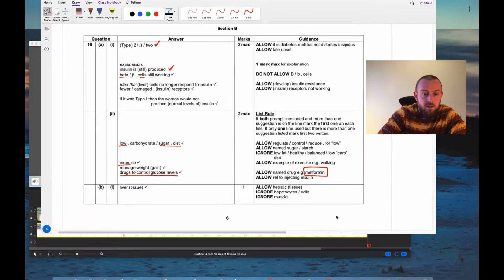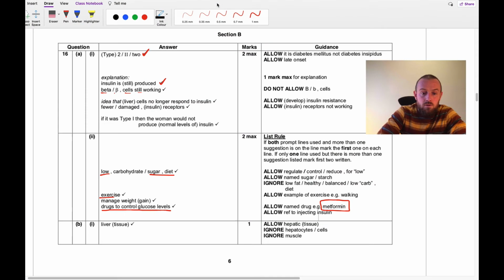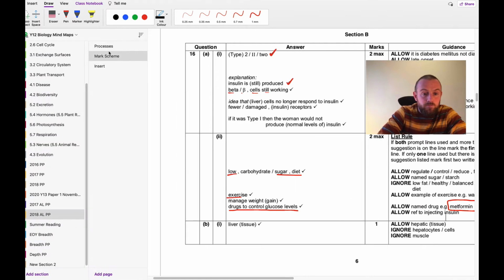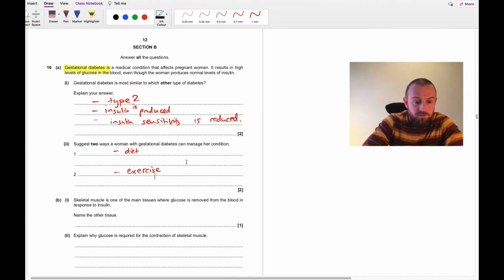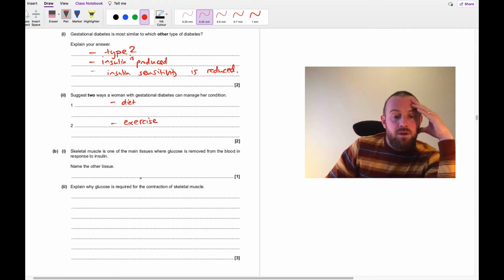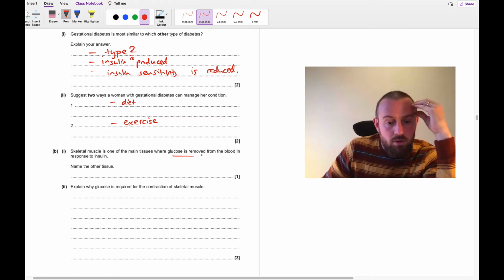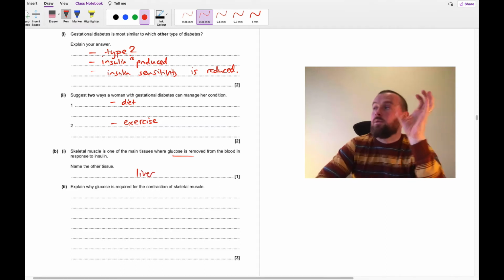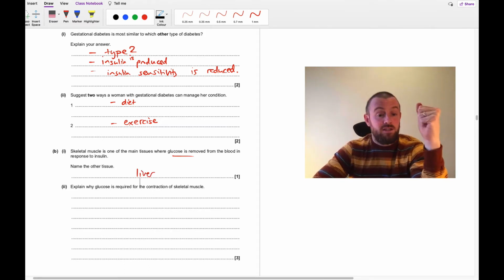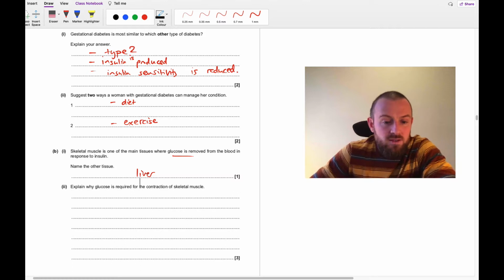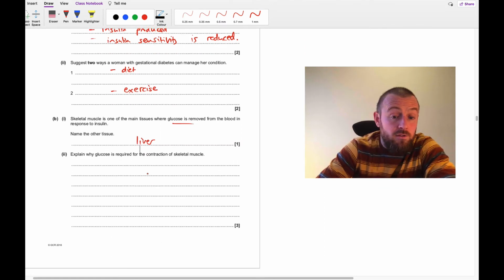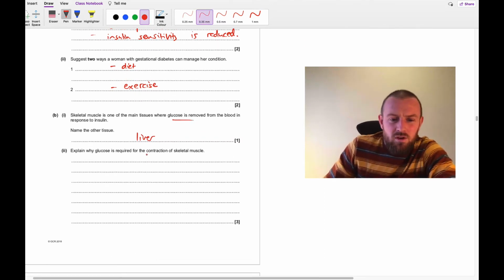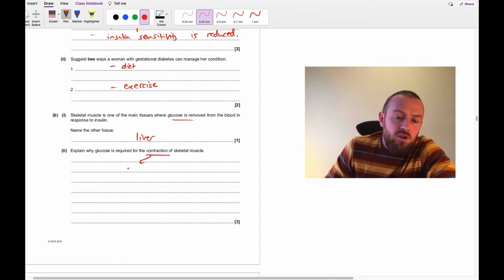Okay, and we can see that the next one is liver tissue. So skeletal muscle is one of the main tissues where glucose is removed. Name the other. Yeah, liver tissue, because in the liver we take glucose and convert it into glycogen. Explain why glucose is required for the contraction of skeletal muscle. So I think we start from this point. So 3 marker. So first of all, we say contraction requires ATP.